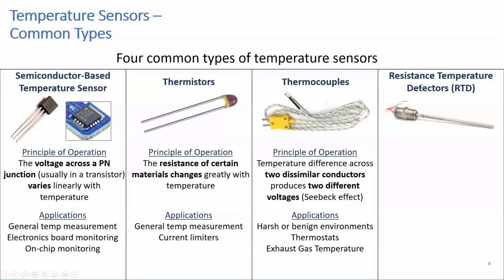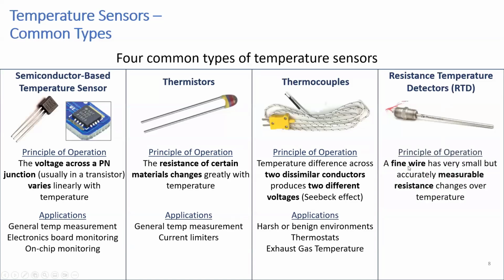And then there are resistance temperature detectors. These devices use a very fine, very thin wire that has a really small resistance, but it's an accurately measurable resistance that changes over temperature. If you have a pellet stove, like a pellet smoker, you'll see something that looks like this sticking out of the side of the grill. Often they use RTDs to measure the temperature inside, and industrial processes will also use these RTDs.